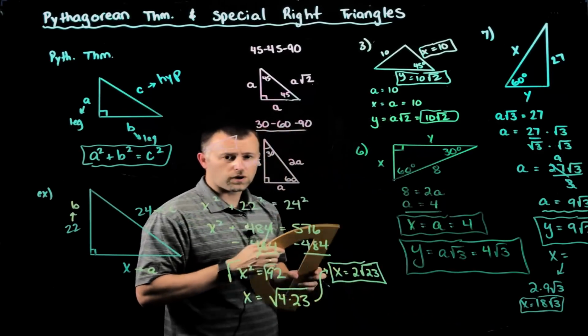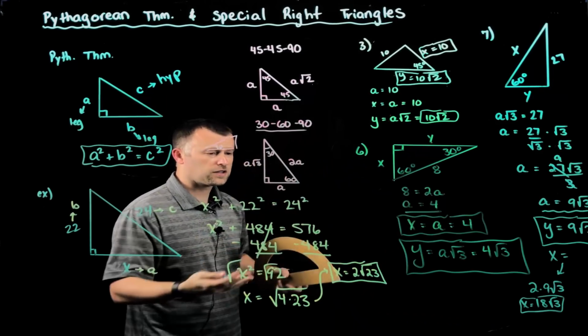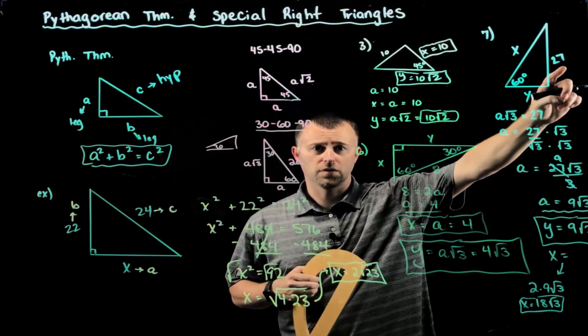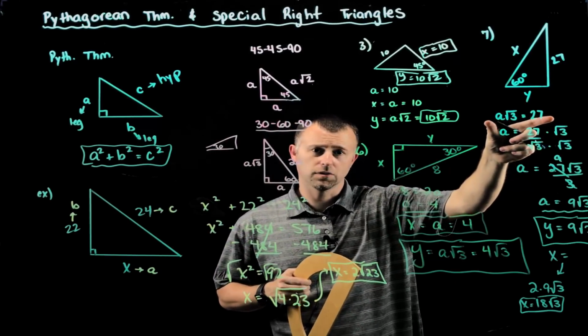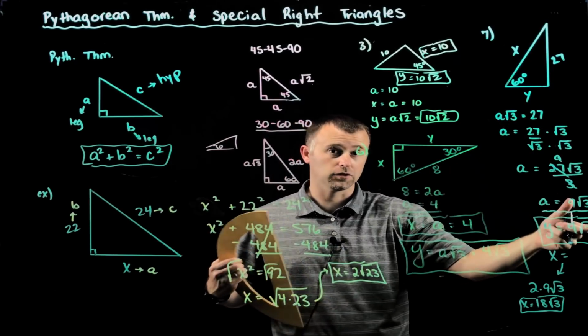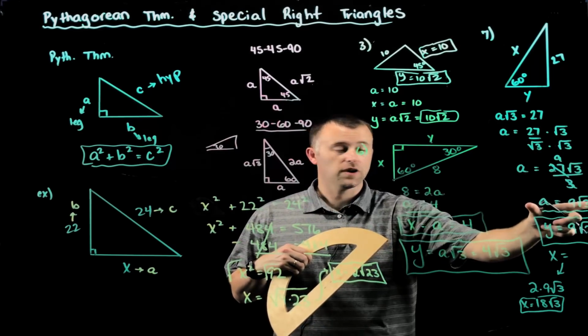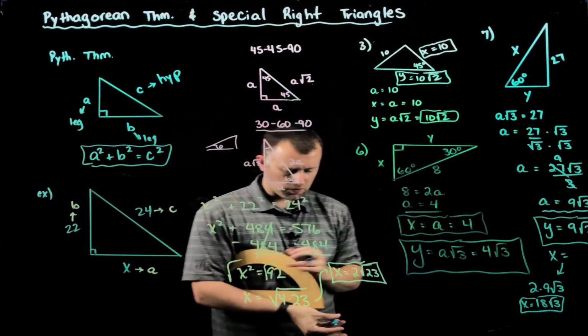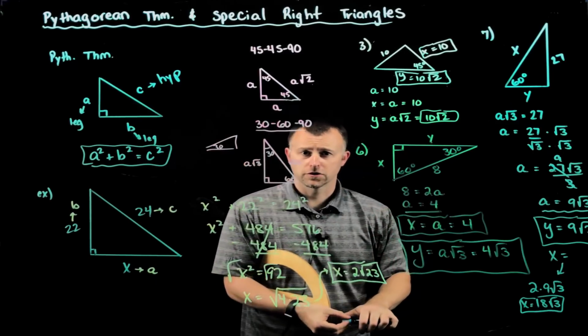Again, to get your y value and your x value, you have to figure out what a is first. So that's what I did. I used the number I had, set it up in terms of a, and solved if I had to. Once you have a, you can start substituting, but you've got to solve for that first. So that's going to be Pythagorean theorem, and that's going to be special right triangles.